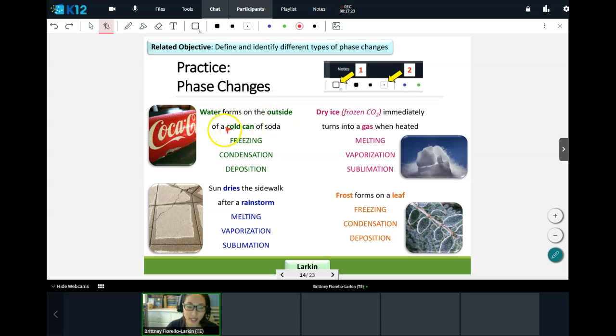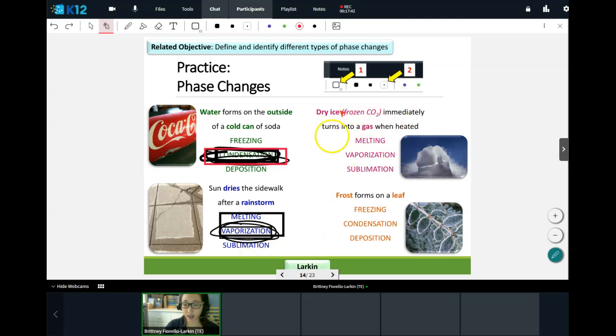All right, everyone, let's go ahead and work on this question up here. So water forms on the outside of a cold can of soda. What is that an example of? Freezing, condensation, or deposition? Get your answers up on the board. The sun dries the sidewalk after a rainstorm. We've got some liquid water on the ground, and then it begins to evaporate. Is that melting, vaporization, or sublimation?